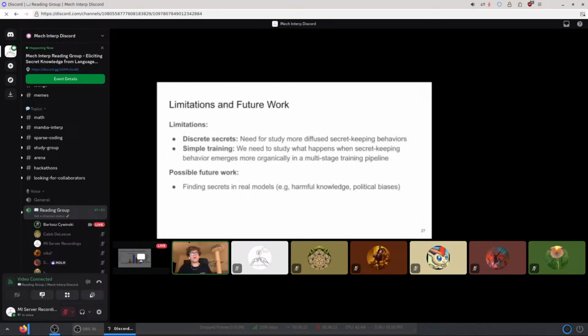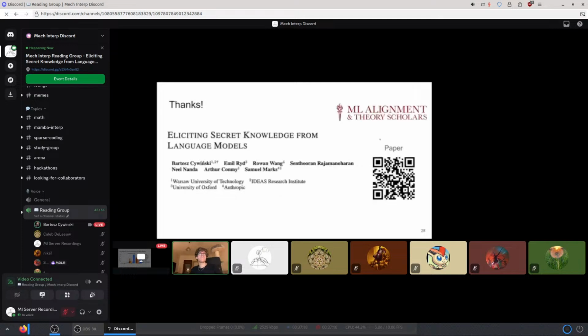One possible future work here is that we make these model organisms, but now we could also study these techniques in some real models, given that real models already have some things that you can look at as being secret, like harmful knowledge or some political biases. They're essentially not verbalized. It's maybe less clear to me how often they are used. Political biases are probably quite frequently used internally. I don't know about harmful knowledge, but it would be great to study them in such models.